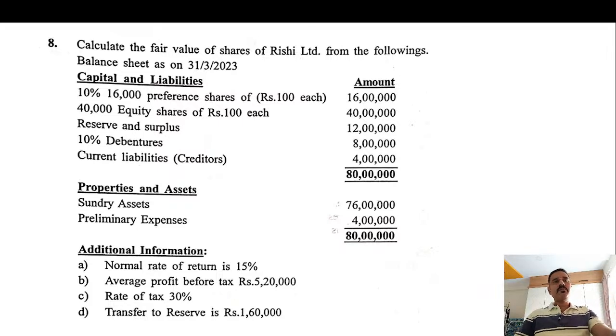This type of question will appear as your 10 marks question. Calculate the fair value of shares of RCU Limited from the following balance sheet as on 31/3/2023. Capital and liabilities: 10% 16,000 preference shares of ₹100 each, that is 16 lakh. 40,000 equity shares of ₹100 each, 40 lakh.